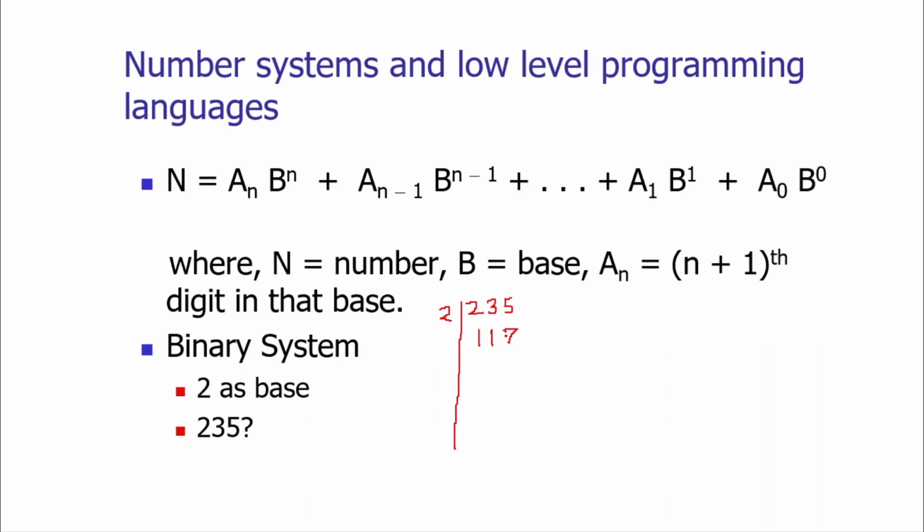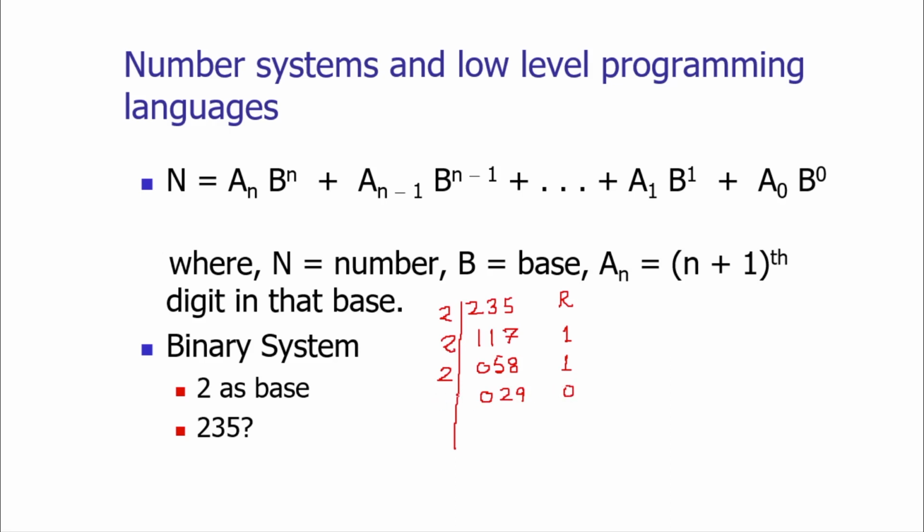If I divide it by 2, I get 117, and here I will note the remainder, and the remainder is 1. Again I divide by 2, so I get 58, and the remainder is also 1. Once again I am dividing it by 2. The answer is 29, but now the remainder is 0.